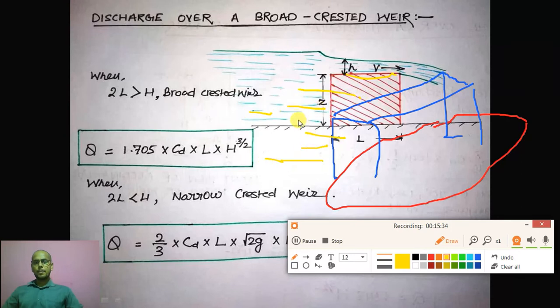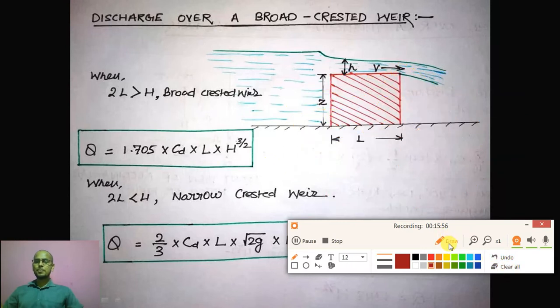So what will happen, the water will be blocked here, and after that this water will flow out from this rectangular section. So this one is the crest, what you are seeing here, means the total width you can say is known as the crest.